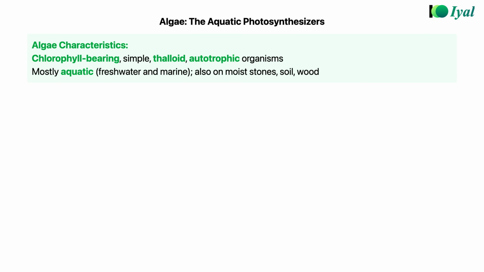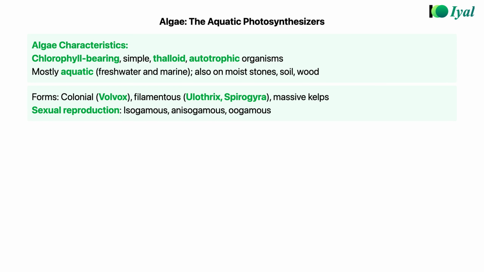Let's start with algae. Algae are pretty fascinating. They're chlorophyll-bearing organisms, which means they can photosynthesize. They have a simple thalloid body structure. Basically, they're not differentiated into roots, stems, and leaves. They're autotrophic, so they make their own food. Most algae are aquatic, living in both freshwater and marine environments, but you'll also find them in other habitats, like on moist stones, in soil, and even on wood. Some even live in association with fungi. Those are lichens. Others live with animals, like on sloth bears.